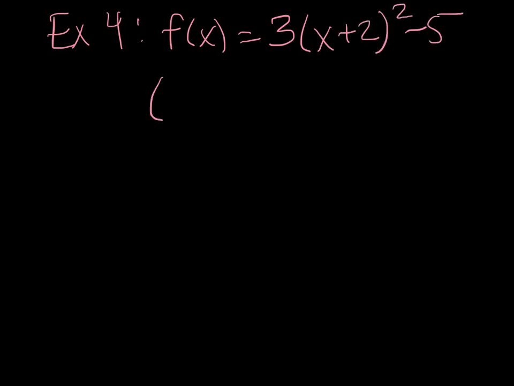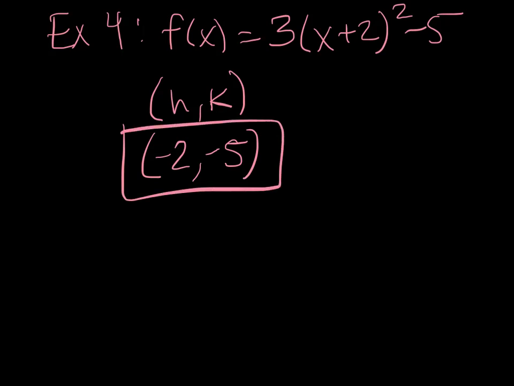Again, it's in the form that our vertex is going to be h, k. So this number right here is inside the parentheses, so I take the opposite of that. So I get negative 2. The k value you're going to take as is. So I get negative 5 for my y value. So my vertex is negative 2, negative 5. Now we have to determine, is this a minimum or maximum value? So I look at my a. Notice it's positive, so it'll be facing upward, which means this will be a minimum value.